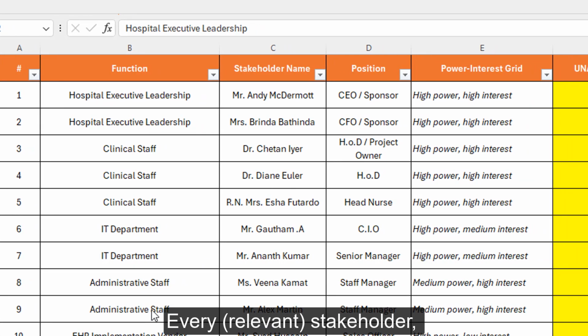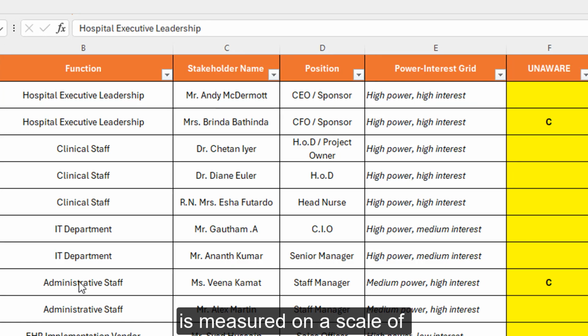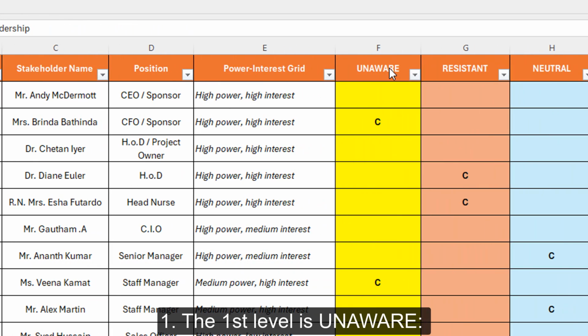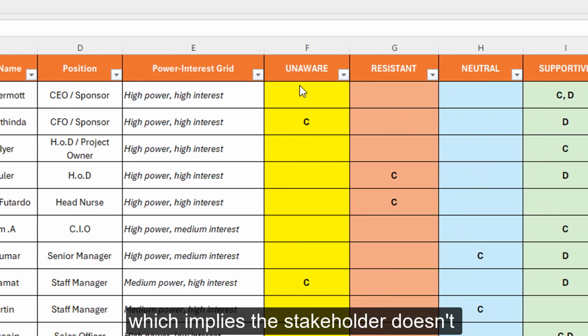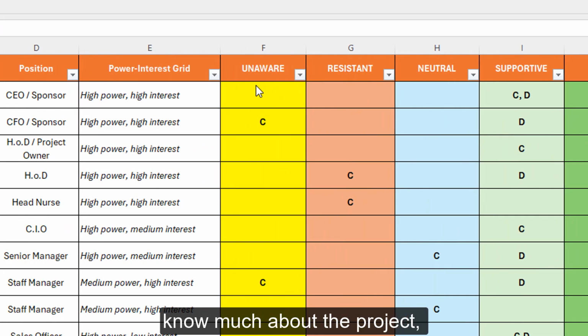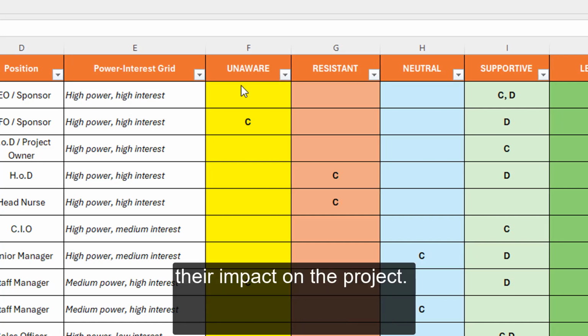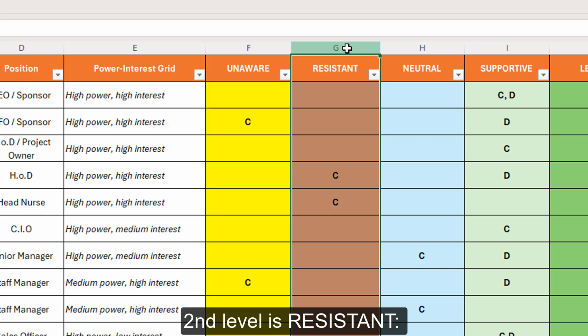Every relevant stakeholder is measured on a scale of 5 levels of engagement. The first level is unaware, which implies the stakeholder does not know much about the project, its potential value, and their impact on the project. The second level is resistant. This is a dangerous state.